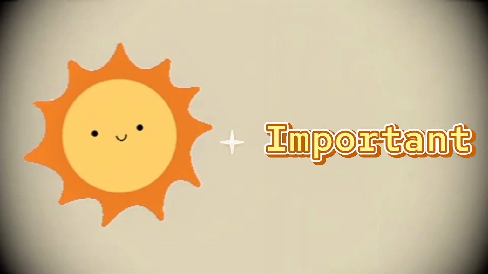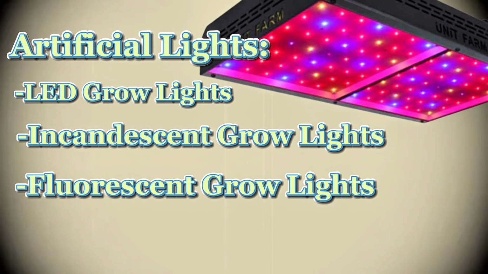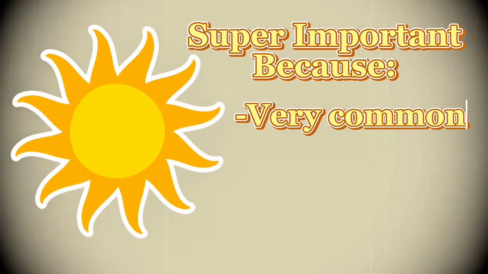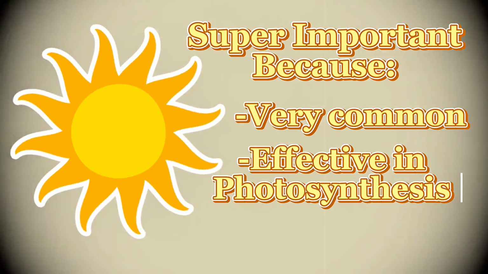Despite what some may think, while the sun is a very important part of most plants' photosynthesis, it doesn't always have to be the source of their solar energy. They can also use artificial lights. While all of this is true, the sun is still a super important part of photosynthesis, since it's the most common and the most effective source of energy for plants.